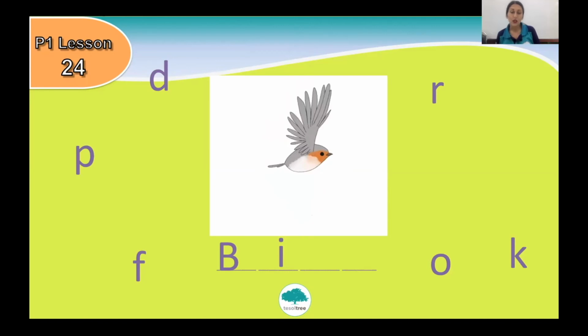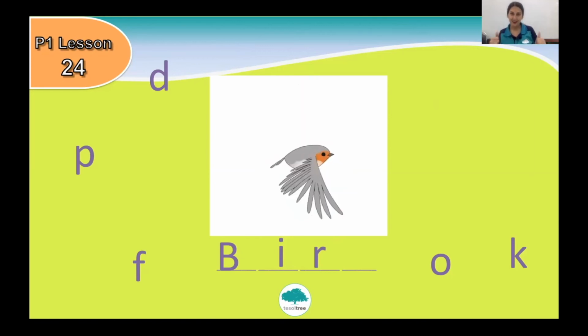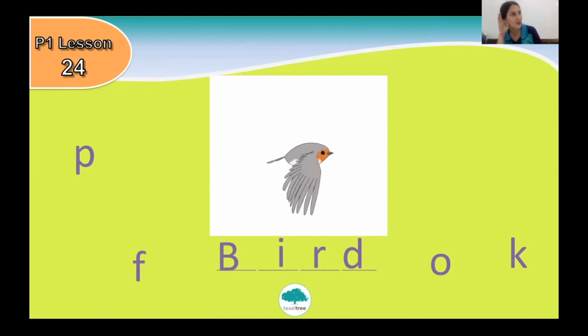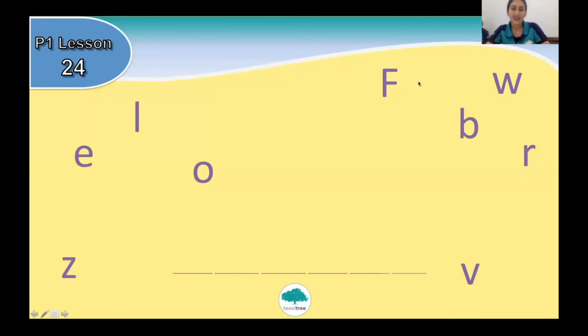Okay, so 2 letters left. What will be next? Nice. Letter R. Good one. And the last letter is a consonant. What is this? Letter D. Well done. Okay, excellent, P.1. This is the word bird. Please repeat. I don't hear you. Bird. Okay, P.1. Great job.